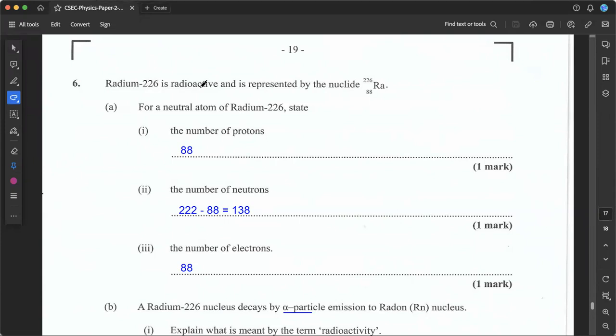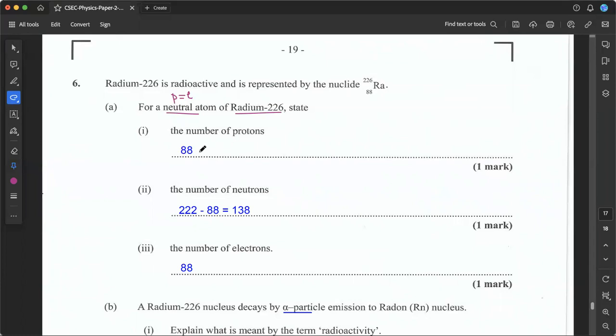Okay, everyone, let's do question 6 from the June 2021 CSEC Physics Paper 2. Radium-226 is radioactive and is represented by the nuclide 226 88 Ra. For part A, we are asked about a neutral atom. In a neutral atom, we know that the number of protons and the number of electrons are equal, right? That's important.